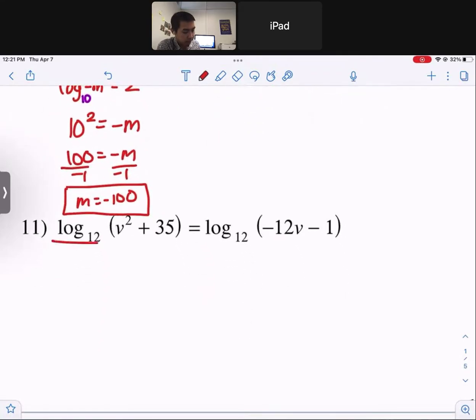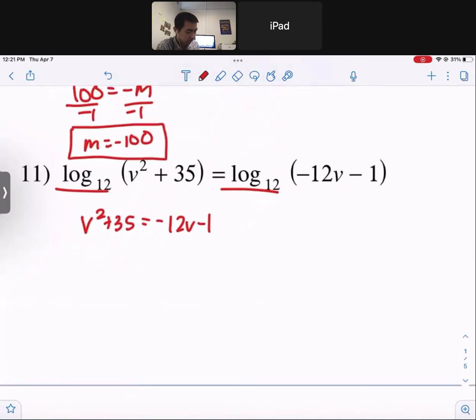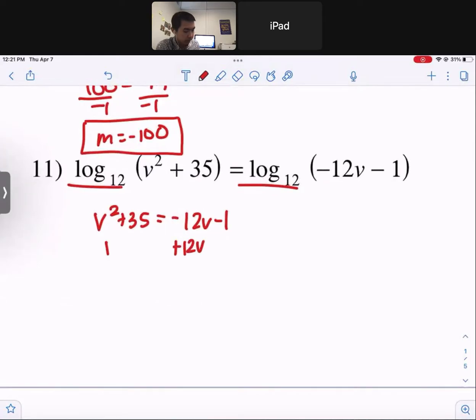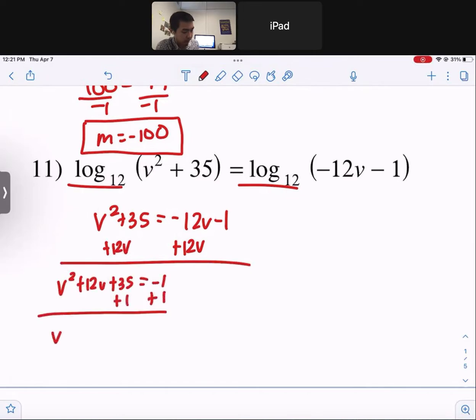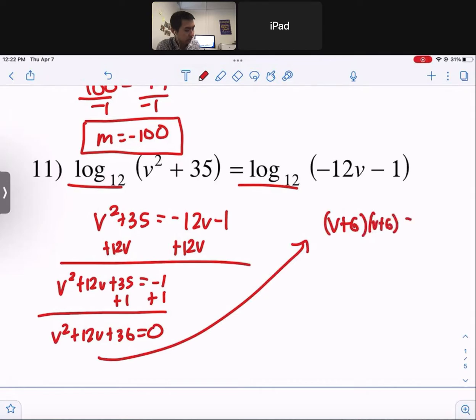Number 11. So this one's a log equals a log. So we just set both parentheses equal to each other. And now, since we're dealing with a quadratic, because the highest degree is 2, we just solve for v. Let's add 12v to this side. v squared plus 12v plus 35 is equal to negative 1, and add the 1 over. v squared plus 12v plus 36 is equal to 0. Factor that, we get v plus 6 times v plus 6. So that means v has to equal negative 6.